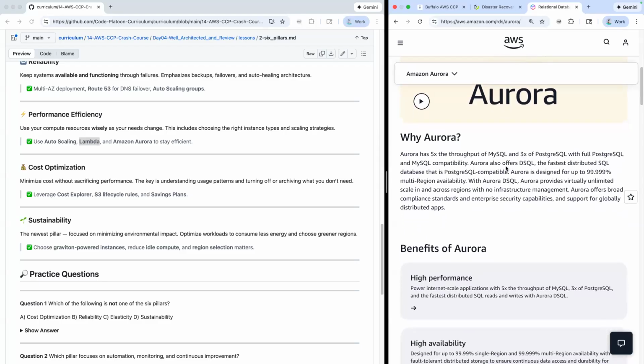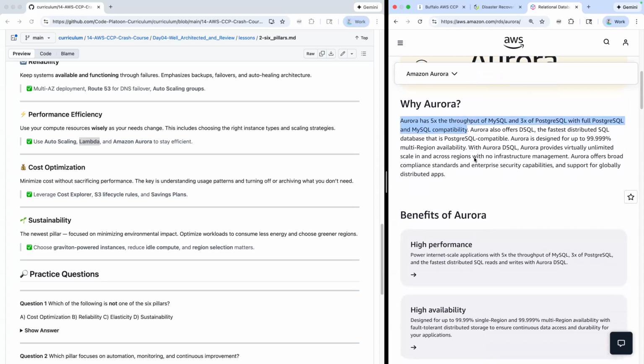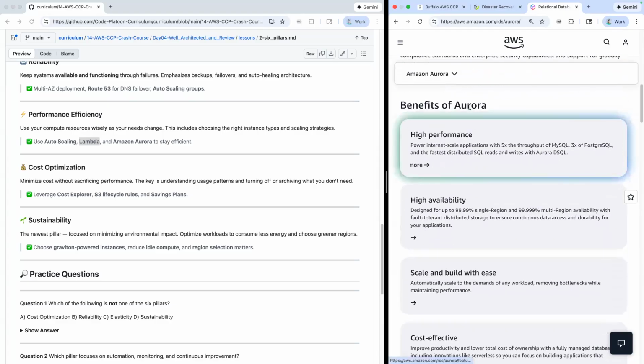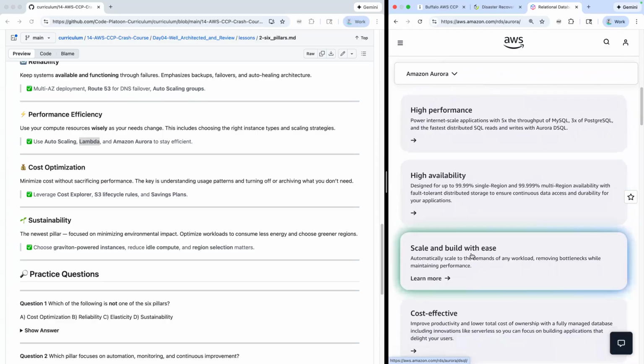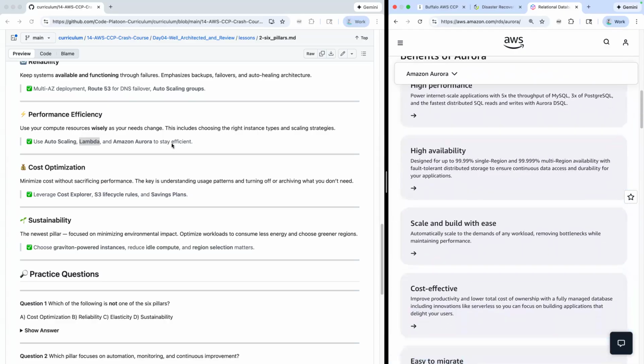Aurora also, because Amazon has created it and tuned it to run on its infrastructure, is supposed to run really fast. So they want to hype it up and they're saying, hey, you get really great performance with Aurora. You get really high availability. You get really great scale and it's cost effective. So AWS and the exam is going to be a fan of the Aurora database.